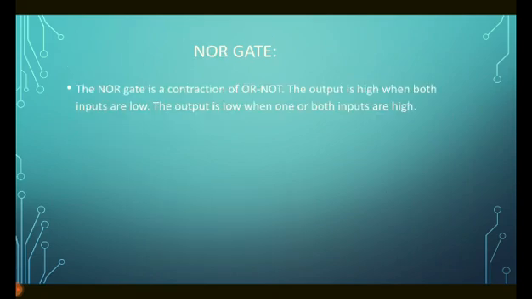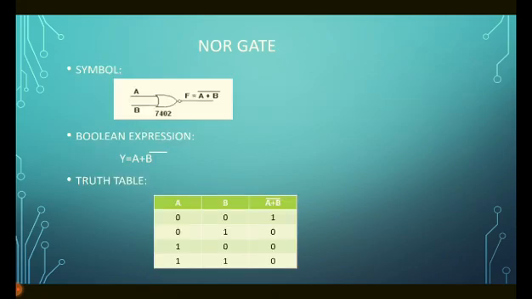The next gate is the NOR gate. The NOR gate is a contraction of OR NOT, that is, the complement of the OR gate. The output is high when both inputs are low. The output is low when one or both inputs are high. This is the symbol for the NOR gate. The Boolean expression is Y equals A plus B, the whole complement.